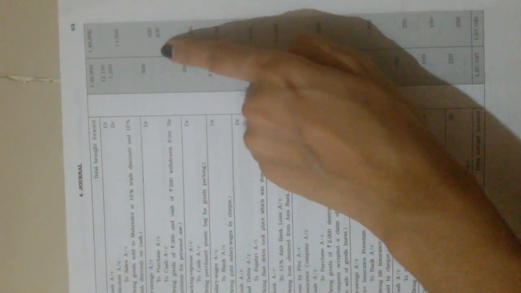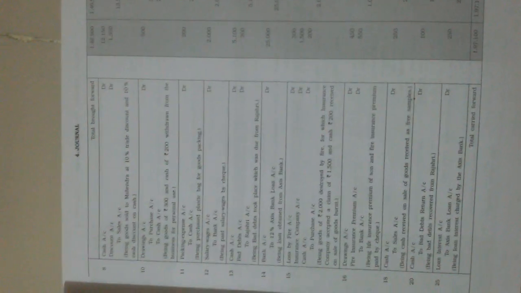Amount would be 300 for purchase account and 200 for cash account. If you add these two amounts, you will get 500. That amount you have to write in the drawings account.